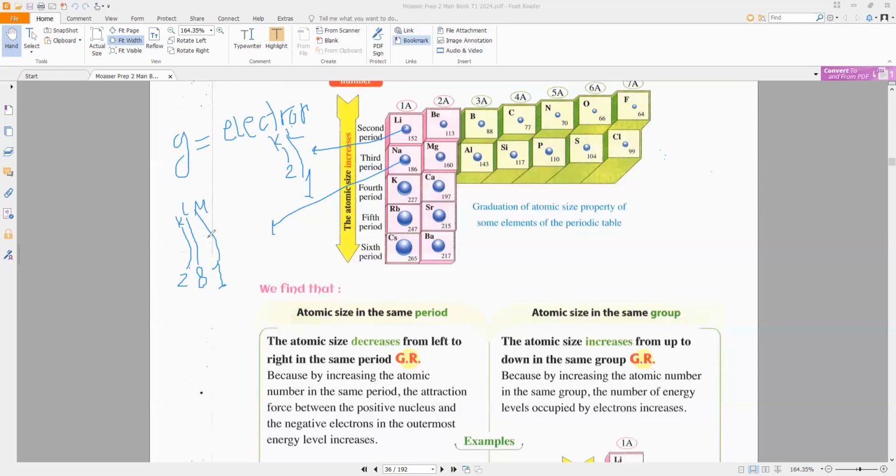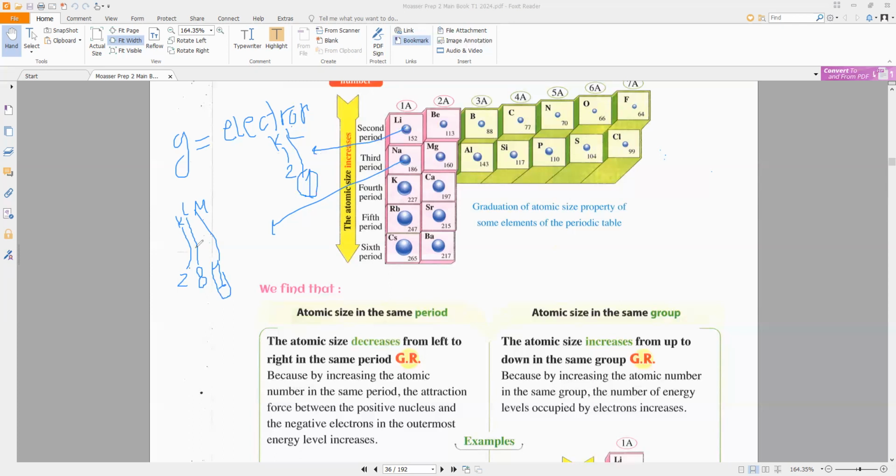They are different in the number of energy levels. We know that in the same group, the number of energy levels is different, but the number of outermost electrons is the same. So in the same group, the number of outermost electrons is the same, but the number of energy levels is different.